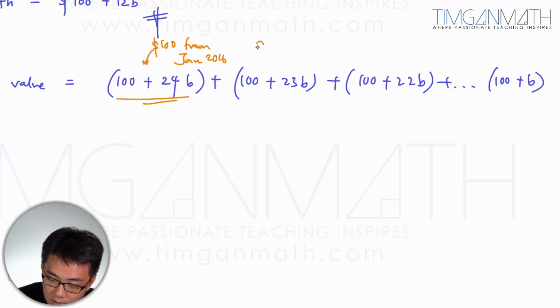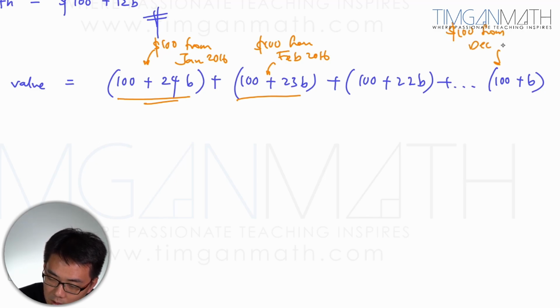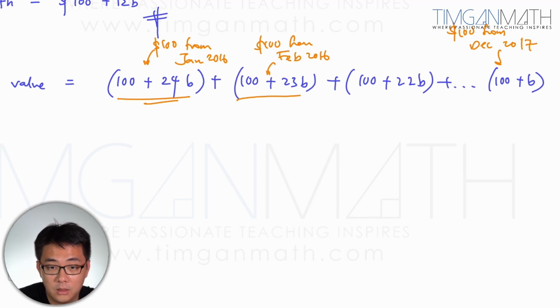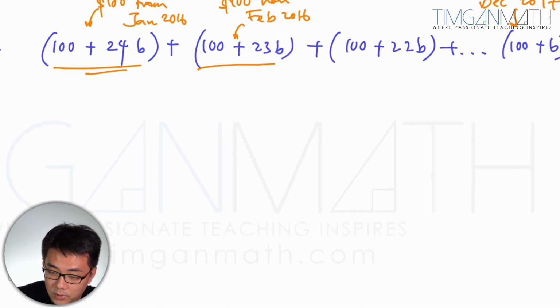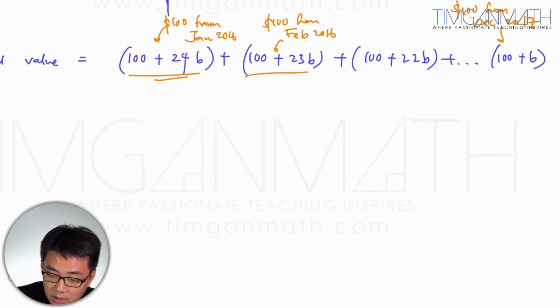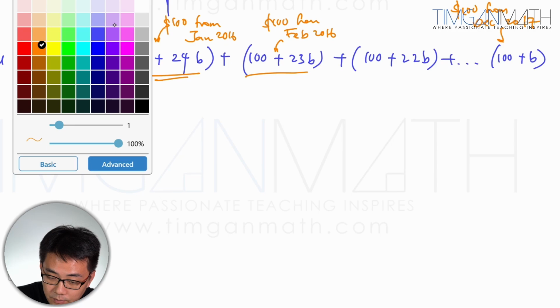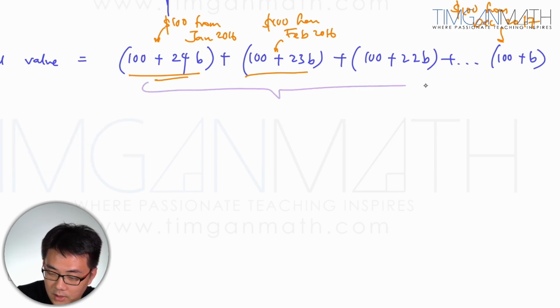This is 100 from Feb 2016. This is the 100 from December 2017. Okay. There you go. So this case here is pretty okay. You realize that this is actually an AP, right? This is an AP.